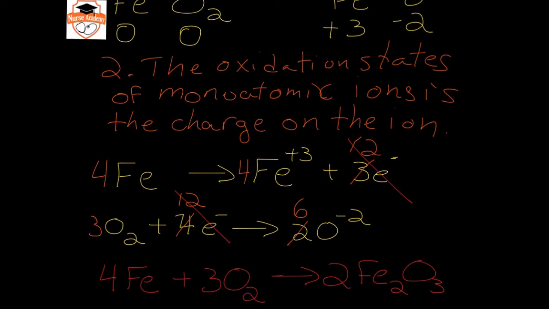Now, if we look at this reaction right here, iron has electrons as the product. So since this has the electrons as the product, then the iron half reaction is the oxidation half reaction. That means that iron is oxidized. Now, in this lower half reaction, the electrons are a reactant, which means that oxygen is gaining electrons. So this is reduced, and this is our reduction half reaction.